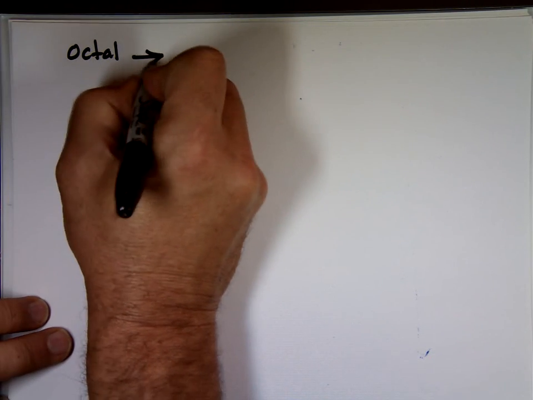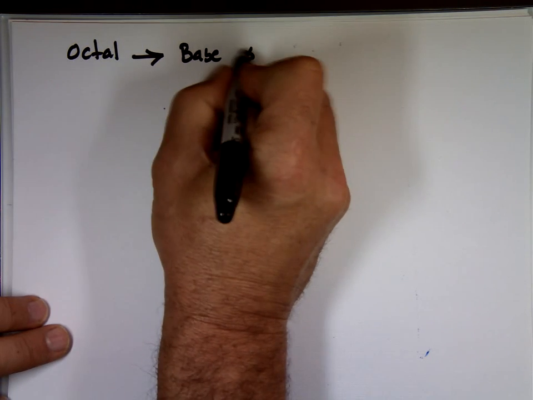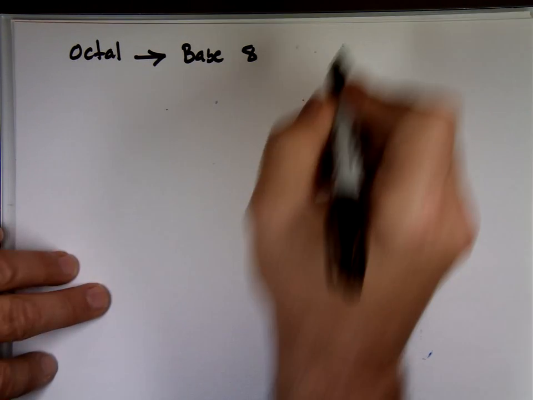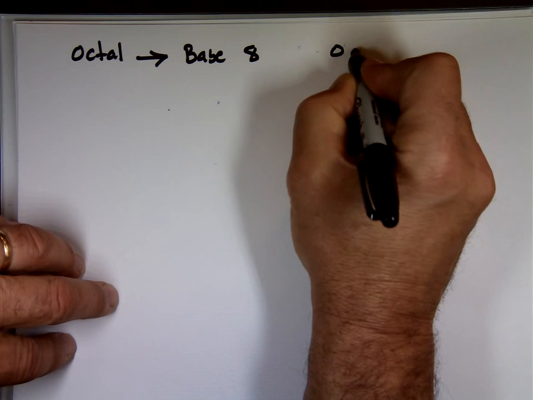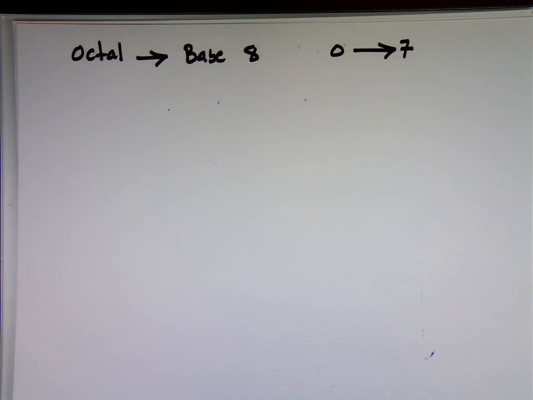Octal means base what? 8. That means the smallest number is going to be 0, and the largest number is going to be what? 7. So you can't have a number more than 7.